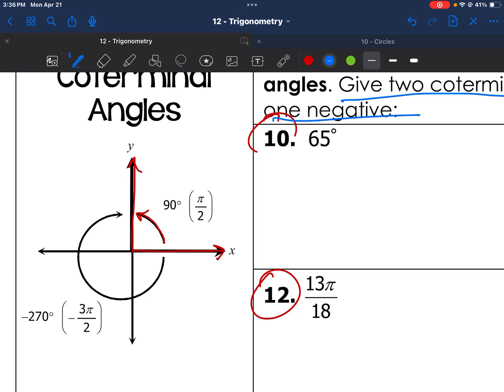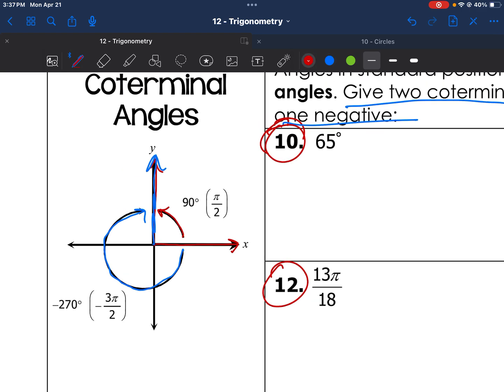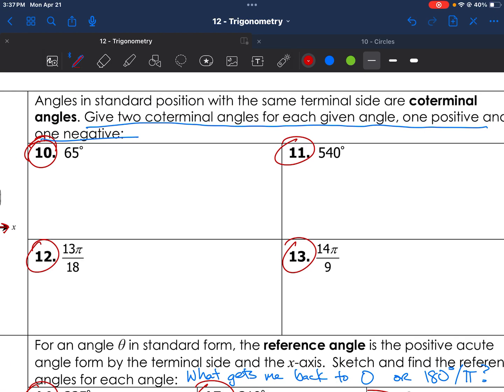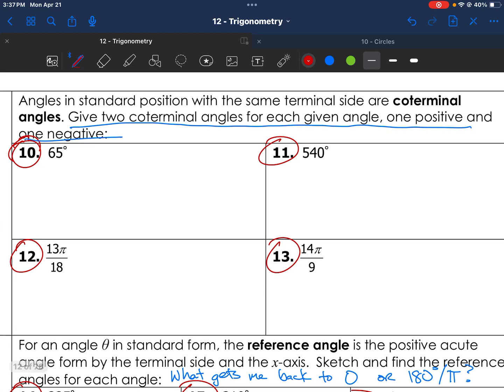But if you were also asked to draw a negative 270 degree or a negative 3 pi over 2 radian angle, then you would still start at the x-axis, and you would go clockwise a 3/4 turn, and end here as well. So 90 degrees and negative 270 degrees. They both start and stop in the same spot, but they were different paths to get there. That's what it means to be coterminal. So let's look at a few of these. The directions ask us to give two coterminal angles for each one. We're to give one positive and one negative.